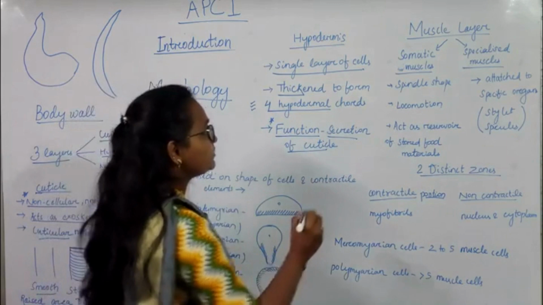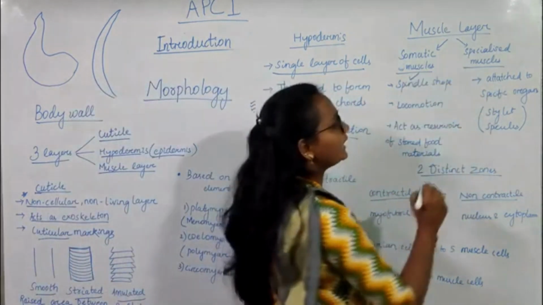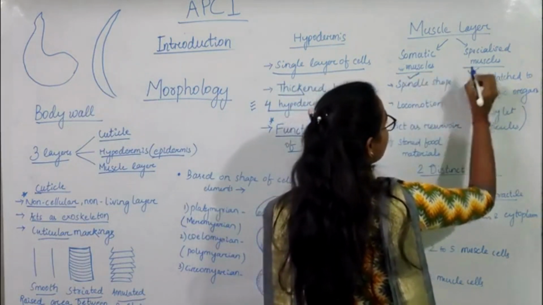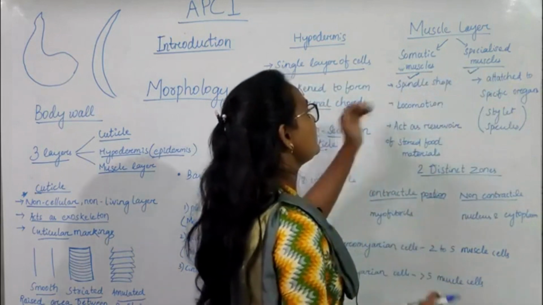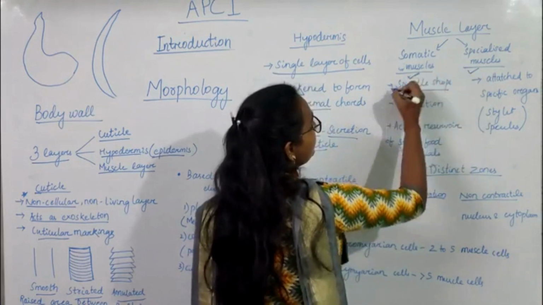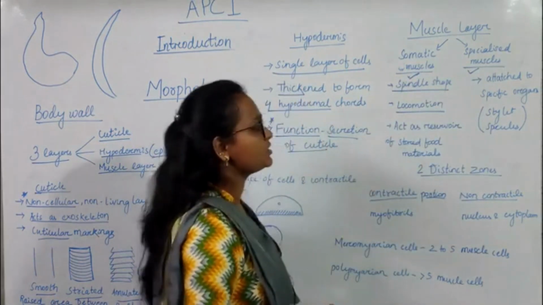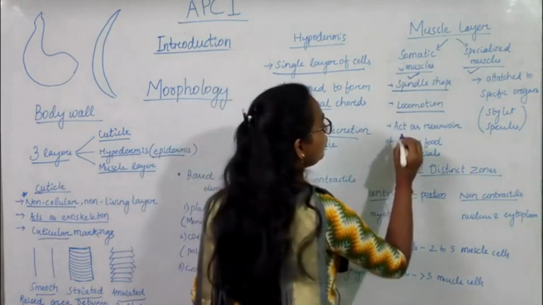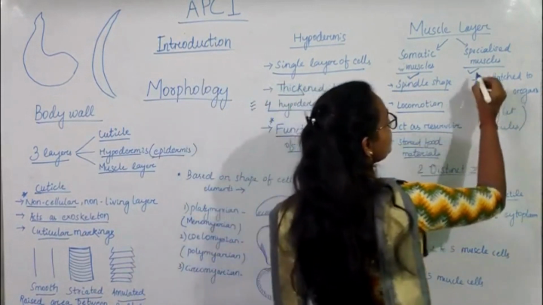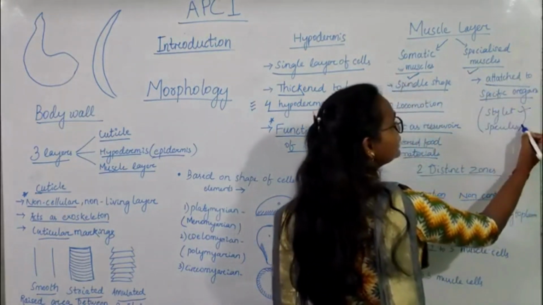And the third one is the muscle layer, which is divided into 2 types of muscles. First one is somatic muscles, and the second is specialized muscles. In somatic muscles, the cells are spindle-shaped, and they are attached to the hypodermis layer. The function is locomotion of the nematode, which is the responsibility of the somatic muscles, and they also act as a reservoir of stored food materials. Next, the specialized muscles are only attached to specific organs like the stylet and the spicules.